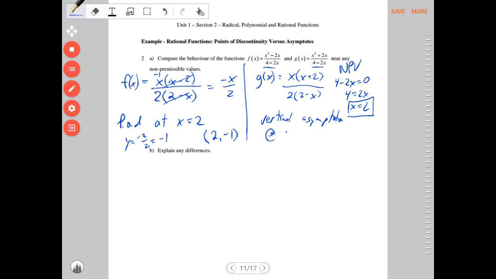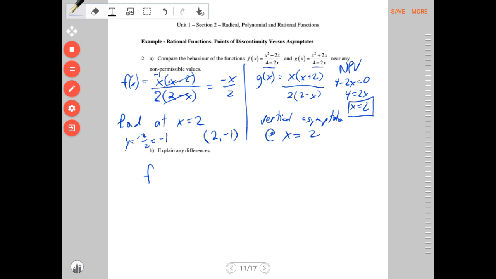Okay, at x equals 2. Okay, perfect. So that's how you can tell whether you have an asymptote or a point of discontinuity. Points of discontinuity cancel, vertical asymptotes don't. Okay, explain any differences. Well, we kind of did already.